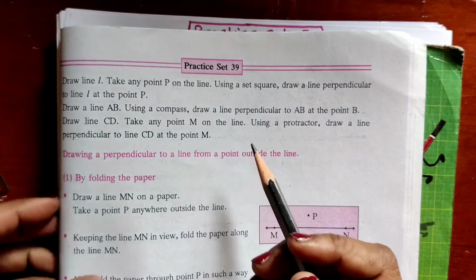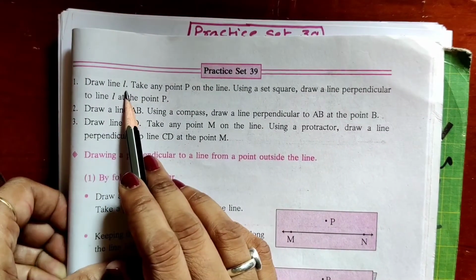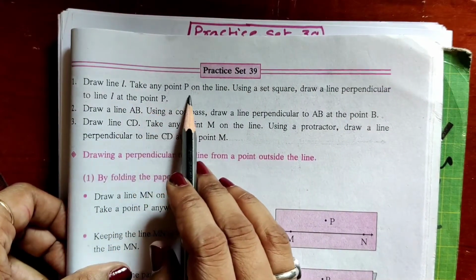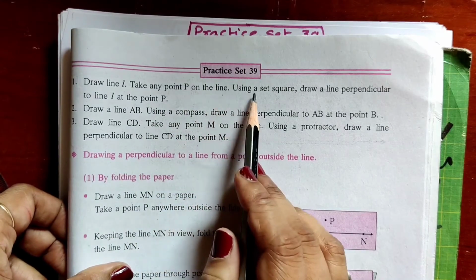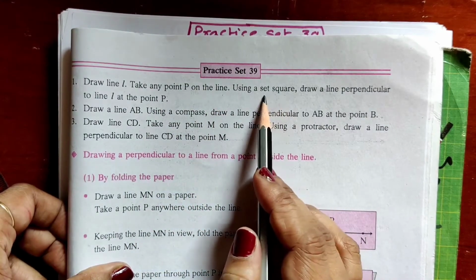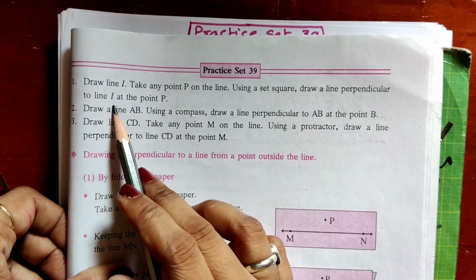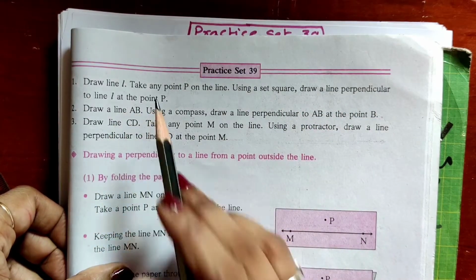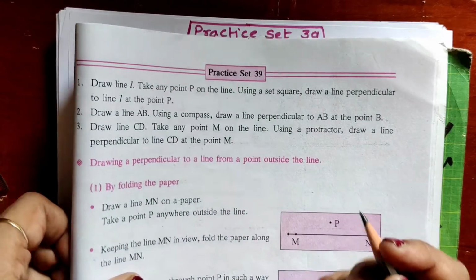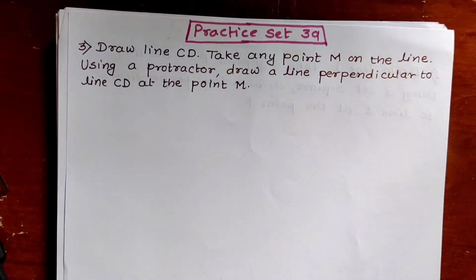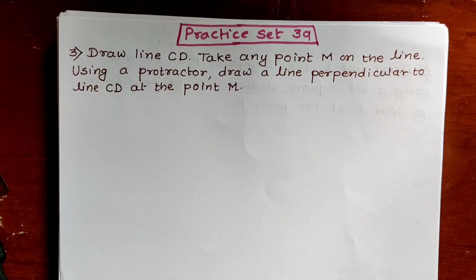So let us see question number 1. What is there? Draw line L. Take any point P on the line. Using a set square, draw a line perpendicular to line L at point P. So let us solve. The question is written as it is.